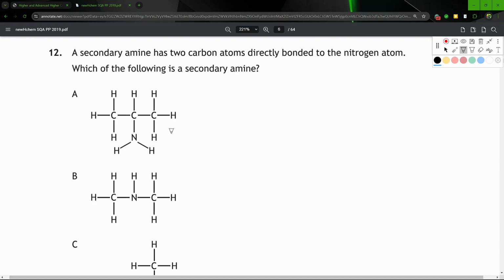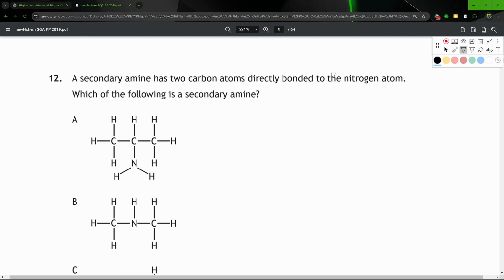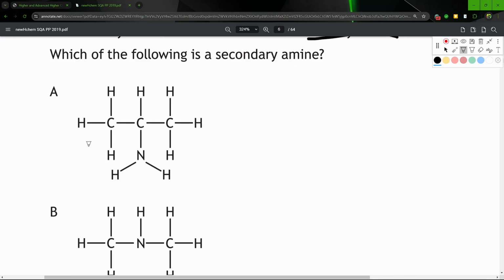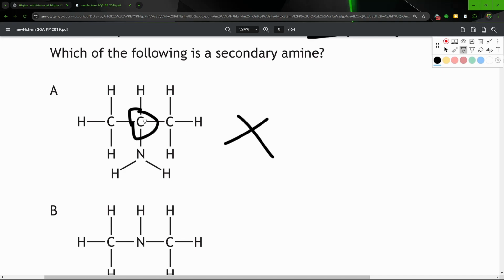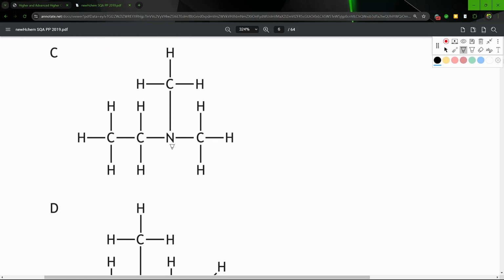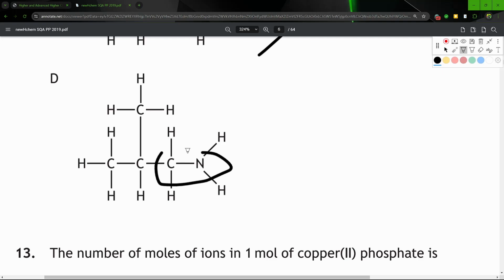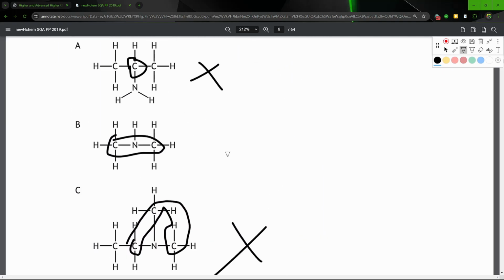A secondary amine has 2 carbon atoms directly bonded to the nitrogen atom. Which of the following is a secondary amine? So, this one's pretty easy. It's very self-explanatory. 2 carbon atoms directly bonded to the nitrogen, directly bonded, okay? So, for example, A, this is garbage. There's only 1 carbon atom. So it can't be this one. This one here, ooh, 2 carbon atoms, maybe. Let's keep it in the back of our mind. This one, oh, well, it looks like there's 3 of them. That's garbage. And then if we look at this, this is only 1 yet again. So that means it must be B.